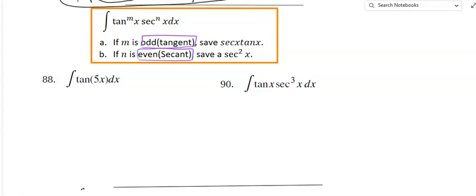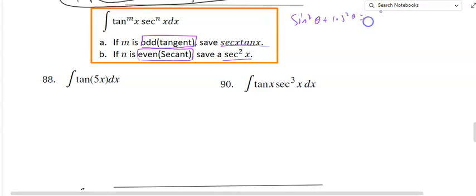Odd tangent, even secant. If I see an odd tangent, I'm going to save a secant tangent. That's my du. If I see an even secant, I'm going to save a secant squared. Recall that tan squared of x. So anytime I want to derive the formulas, sine squared of theta plus cosine squared of theta equals 1.